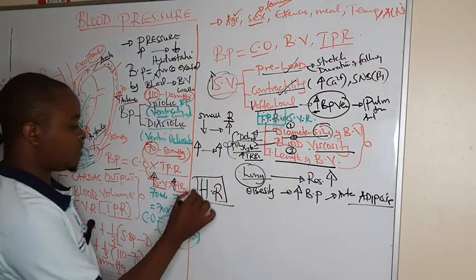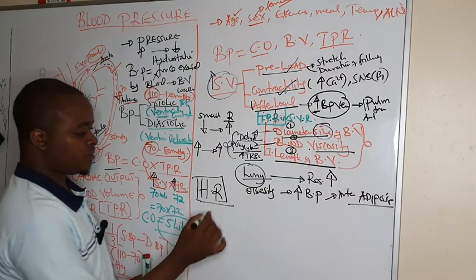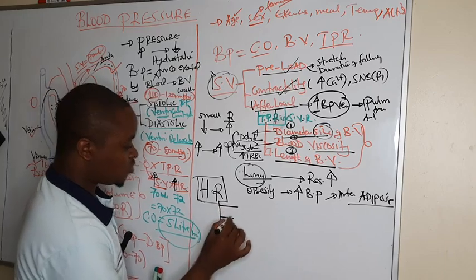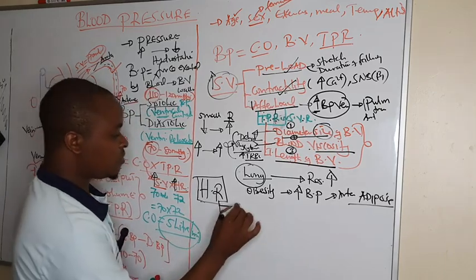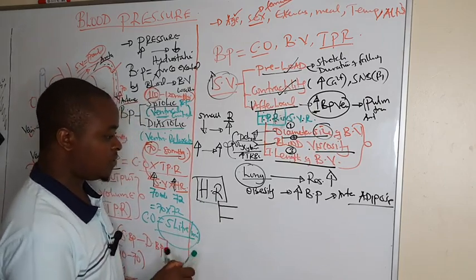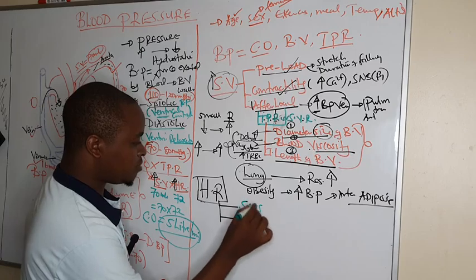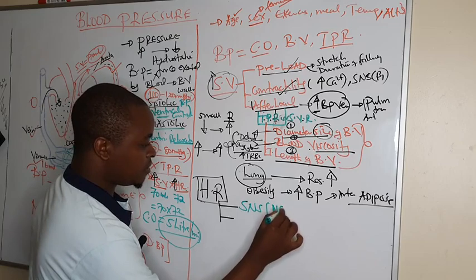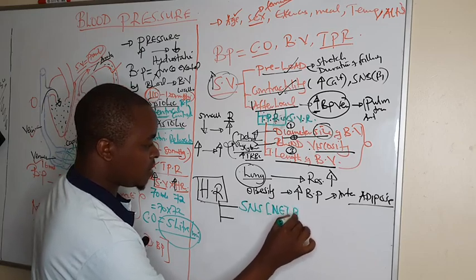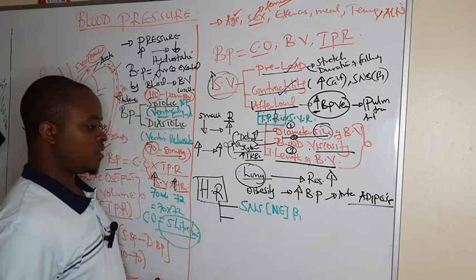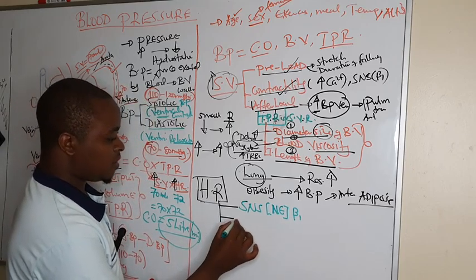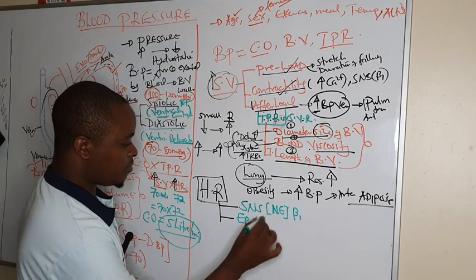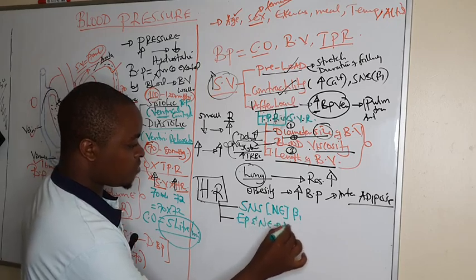Then what about heart rate? This heart rate depends on two factors. It depends on sympathetic stimulation due to production of norepinephrine, which works via beta-1 receptors. Then another factor is production of epinephrine and norepinephrine from the adrenal medulla.